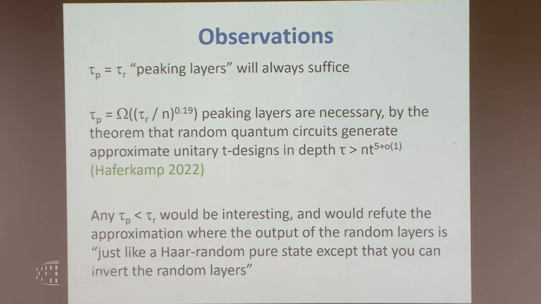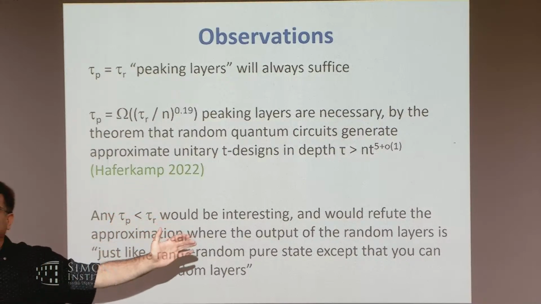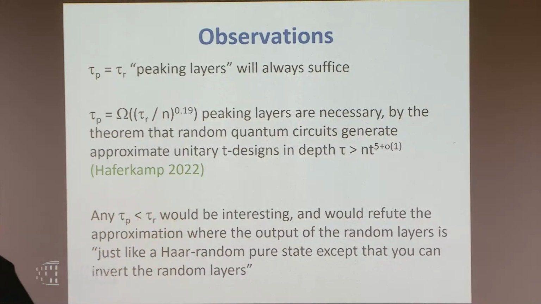I think that any tau sub p less than tau sub r would be interesting here. Why? Because that would refute the approximation where the output of the random layers could be treated as just a Haar random state. It has no detectable properties except for the obvious one, that you could always invert the circuit that prepared that state and get back to 0. That might be a crude approximation that you would have. But if we can get peaking with tau p less than tau r, then that approximation is just false. So we're trying to figure out what is the correct answer here.